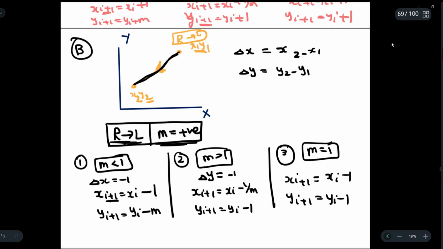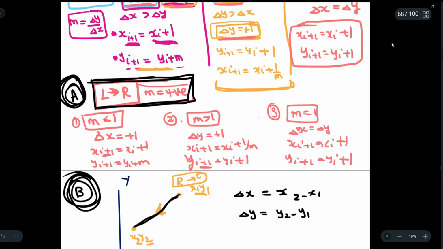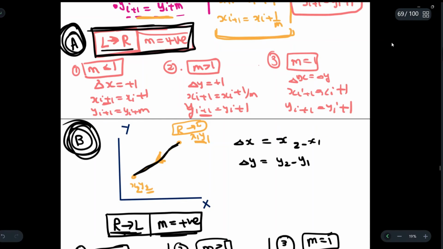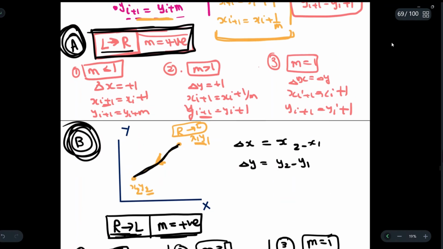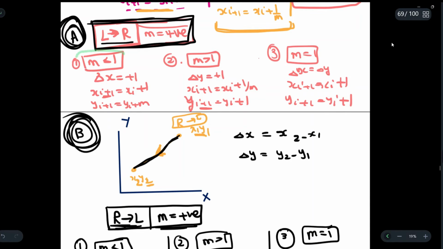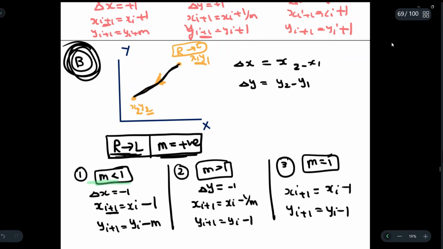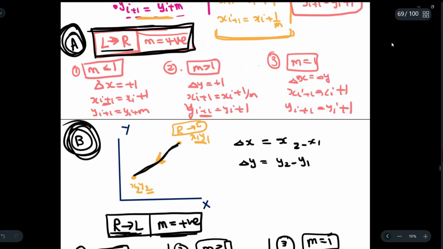Now let us compare the two cases, that is the B case and the A case. In A we were moving from left to right, in B we are moving from right to left, and in B we are taking m positive, and in A also we took m positive. In A we took del x as plus 1 when m was less than 1, but in B we took del x as minus 1. Similarly, everything is just the opposite compared to case A. I hope that you were able to understand these two cases.